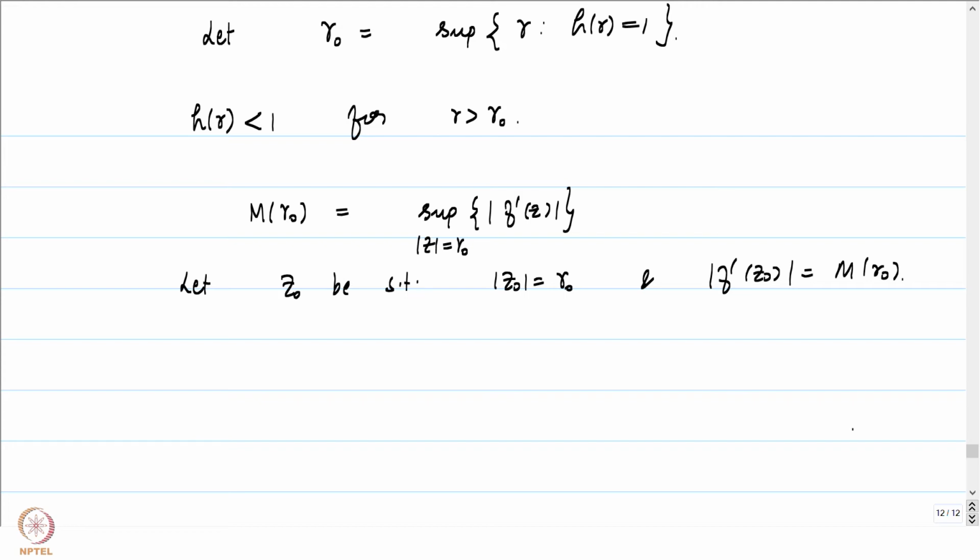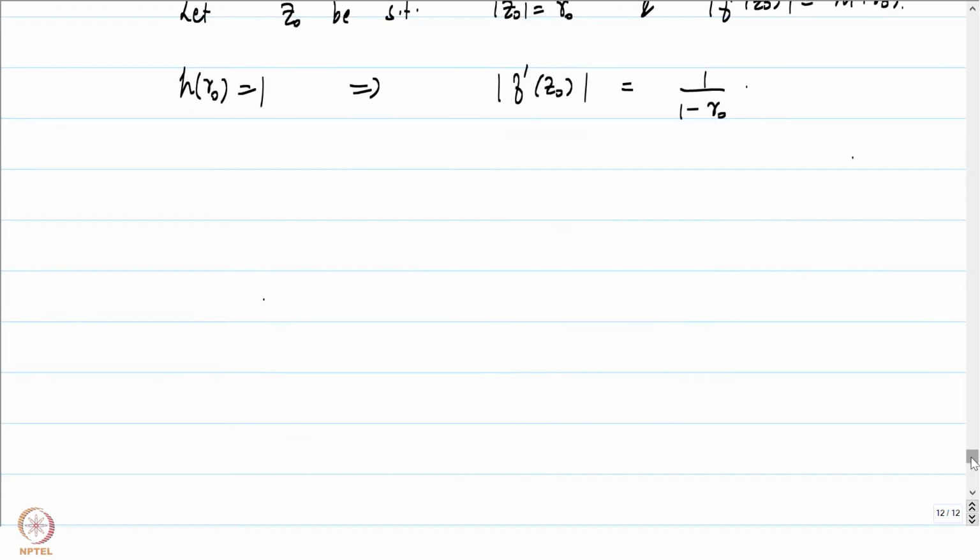We also know that h of r naught is equal to 1, which tells us that 1 minus r naught times the absolute value is equal to 1, which tells us that the absolute value of f prime of z naught is equal to 1 by 1 minus r naught. Now consider the following disk. Let rho be equal to half of 1 minus r naught, and consider the disk of radius rho around z naught.